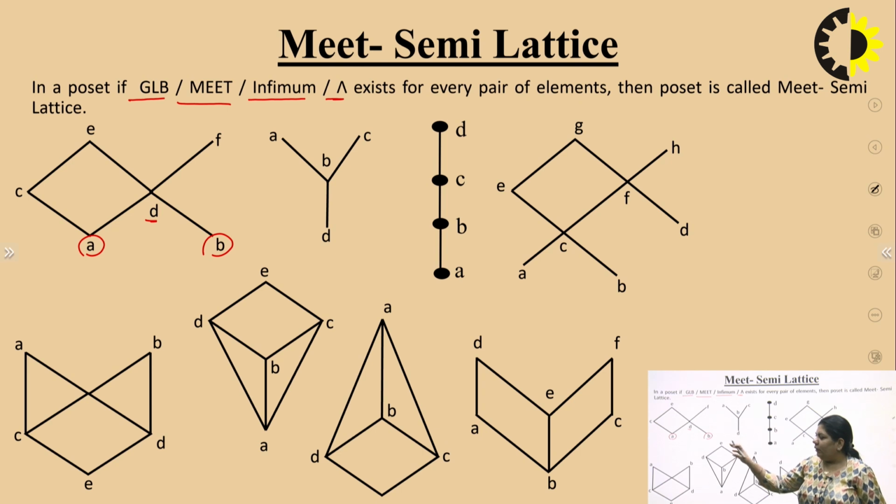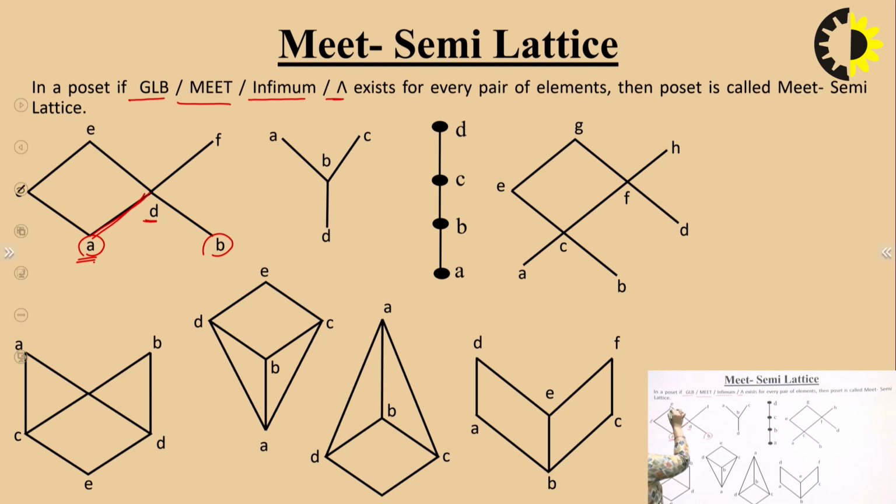What is the meet here? How can we find it directly? Whenever two elements meet at the very first point in the Hasse diagram, that will be their meet. Suppose we are talking about C and D. For C and D, the very first point where they meet is A. You can see here, the very first point where they are meeting is A. So for C and D, their meet will be A.